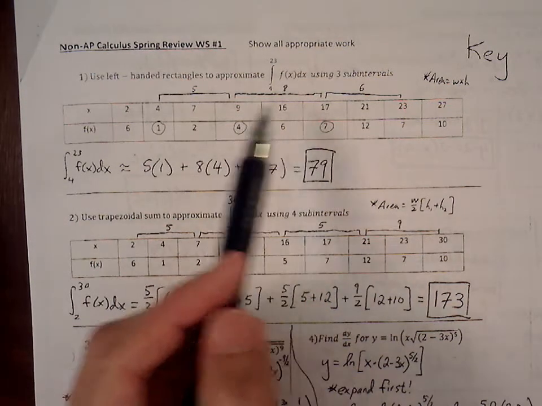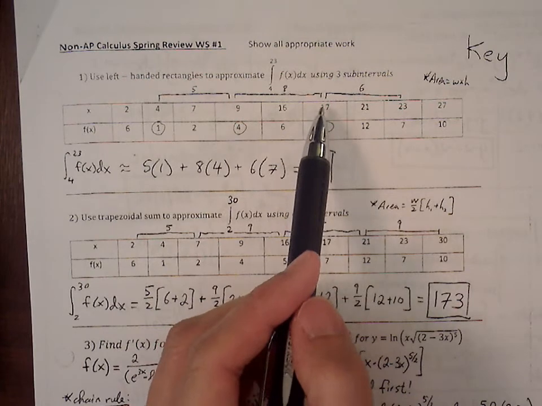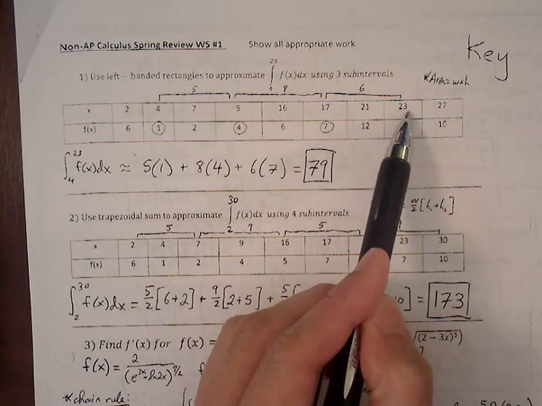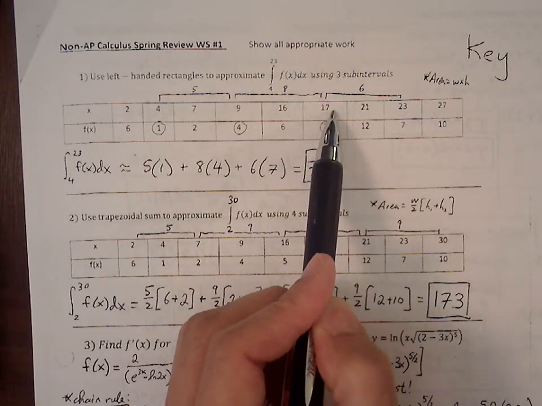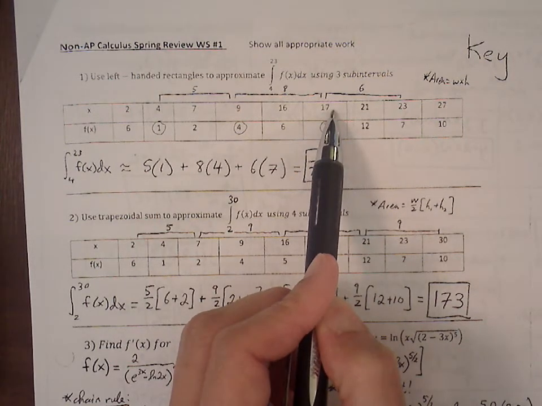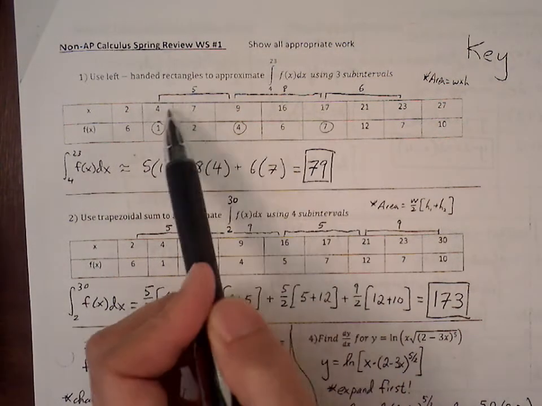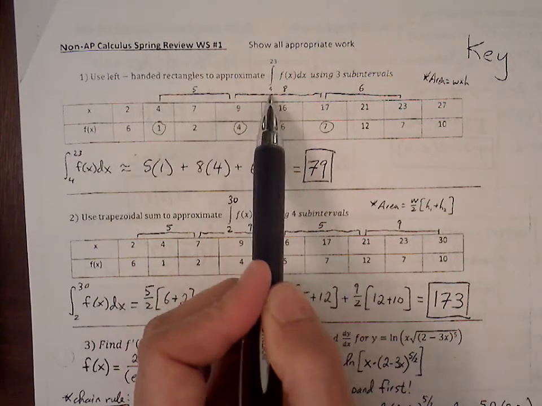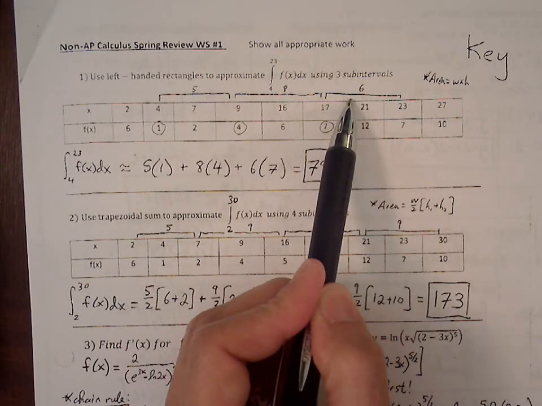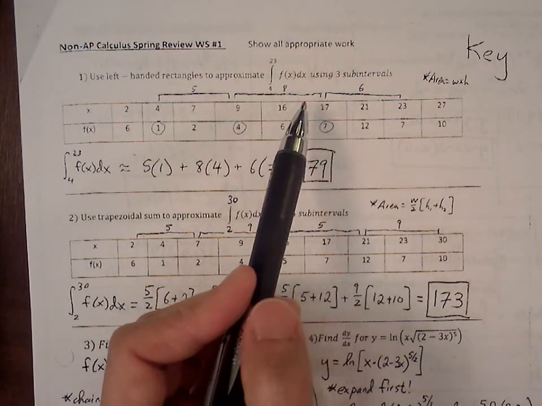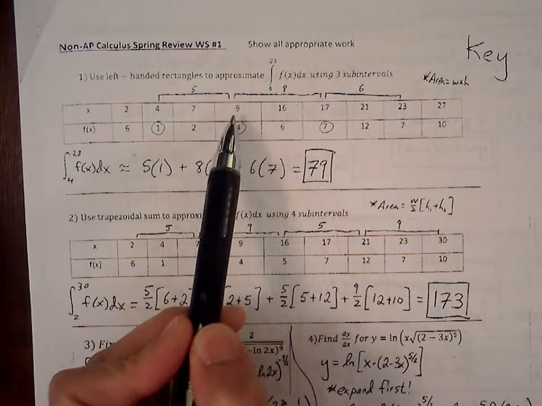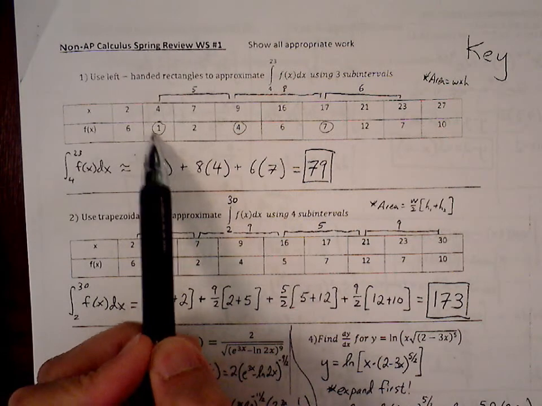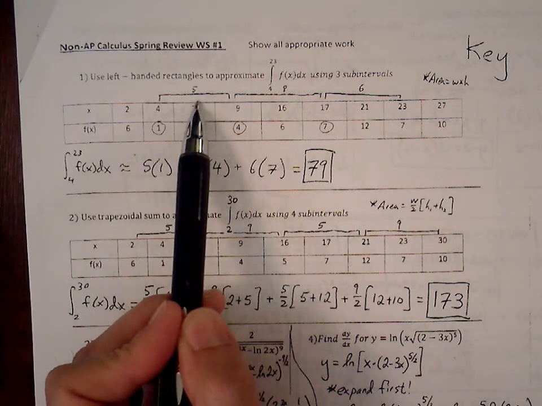And then the third rectangle starts at 17, ends at 23. So that distance is 6. 23 minus 17 is 6. So here indicated are the widths of each rectangle. Now make sure that as you find the width of each rectangle that you're subtracting the x values and not the y values. Okay, the difference of the x values will produce the width.